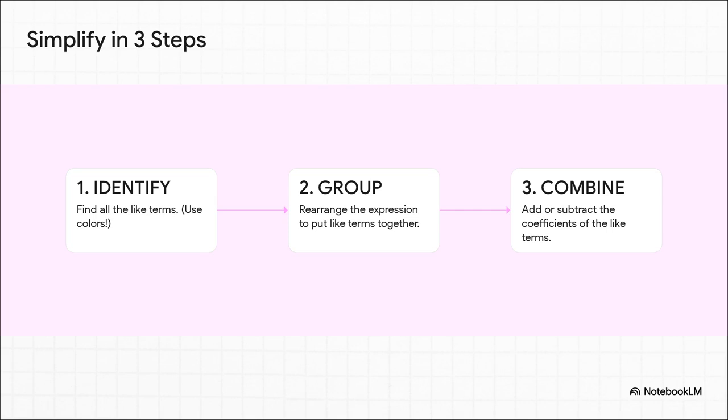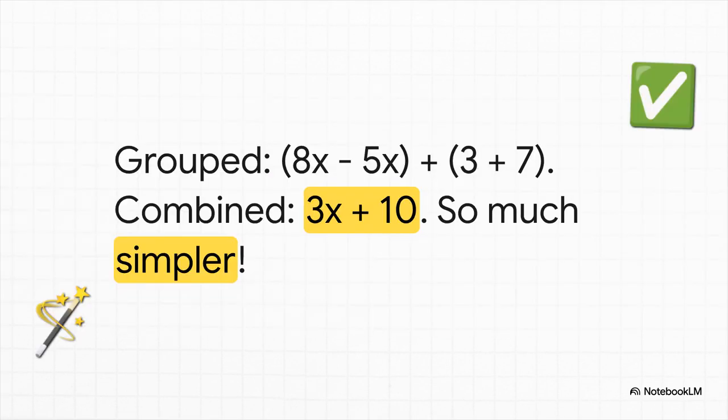Here's a super simple 3-step game plan that always works. First, identify your like terms. Seriously, using highlighters or just circling them helps a ton. Second, group them. Just rewrite the expression so the matching terms are sitting next to each other. And finally, combine them. That just means add or subtract. Let's try it with our example here.